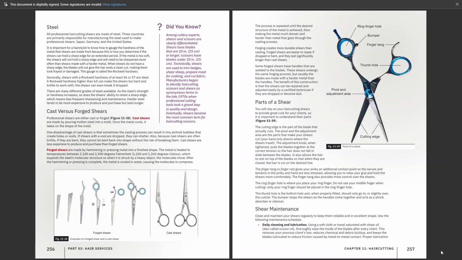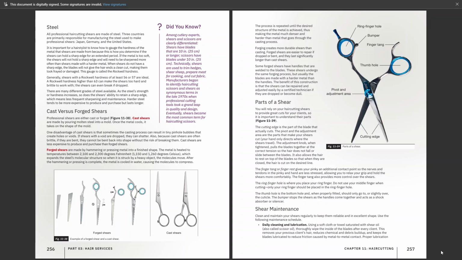The adjustment knob, when tightened, pulls the blades together at the correct tension so the hair does not fall or slide between the blades. It also allows the hair to rest on top of the blades so that when they are closed, the hair is cut on the desired line. The finger tang or finger rest gives your pinky an additional contact point so the nerves and tendons in the pinky and hand are less stressed, allowing you to relax your grip and hold the shears more comfortably. The finger tang also provides more control over the shears.